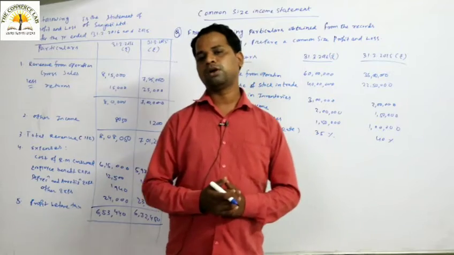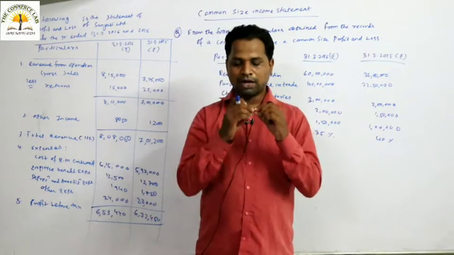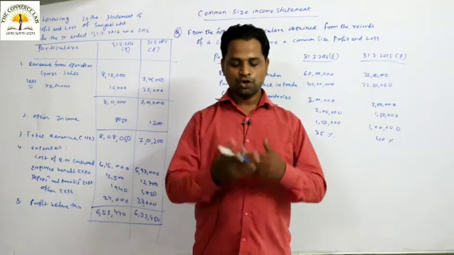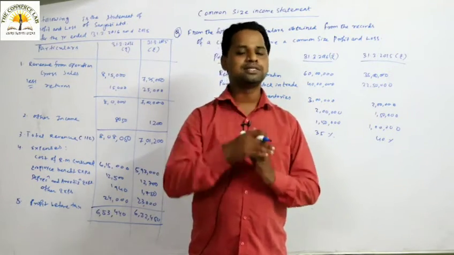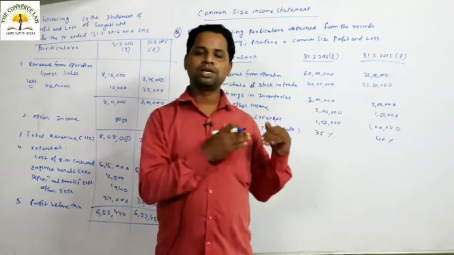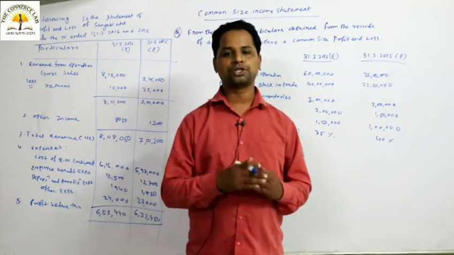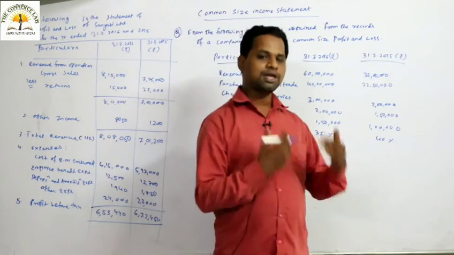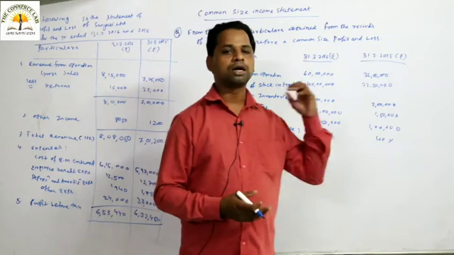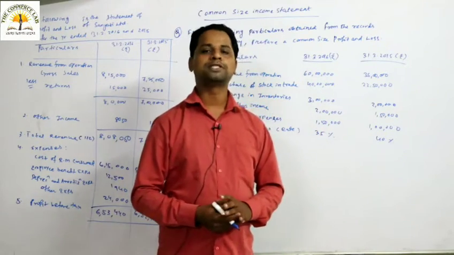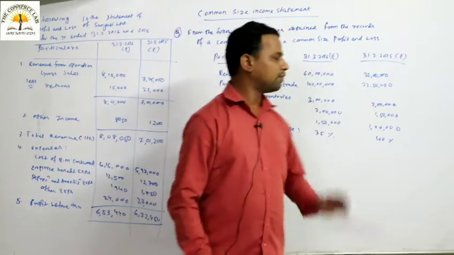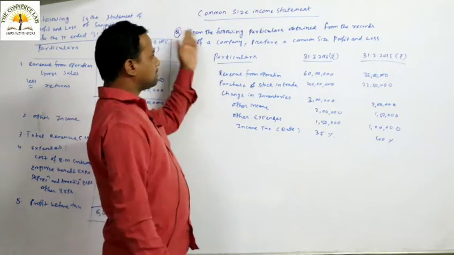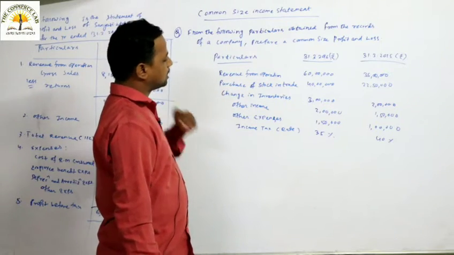Under common size profit and loss or income statement, whatever the items, income or expenditure, we calculate its percentage from the total sales, or the sales from operation, to see how much that particular income and expenditure is contributing. On that basis we calculate the common size income statement. For your better understanding, there is a particular problem given.